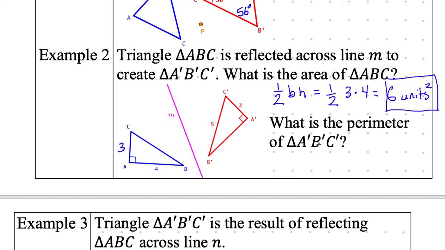What about the perimeter of A prime, B prime, C prime? So again, we have 5, 3, and we're missing that length. If I had that length, then I could just add them all up. Oh, well, I had that length. It's right here, 4. I can put that point right here, 4, or this length right here. 4 plus 5 is 9, 9 plus 3 is 12, so 12 units.